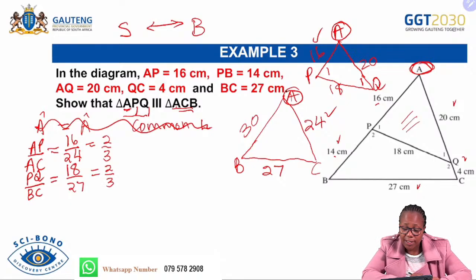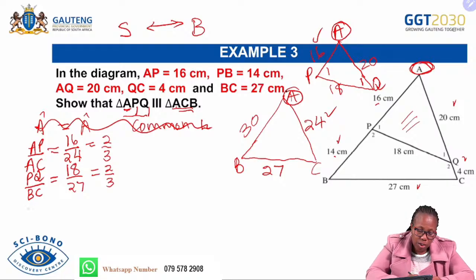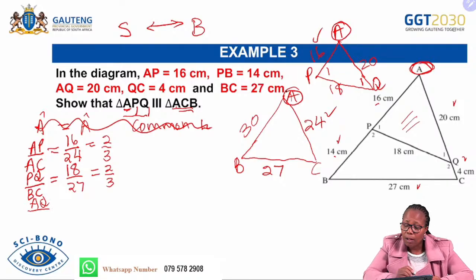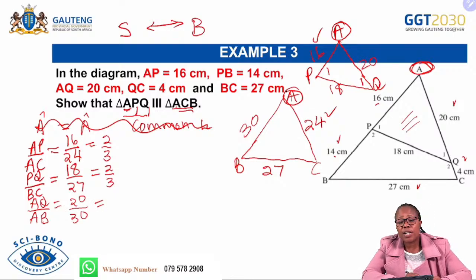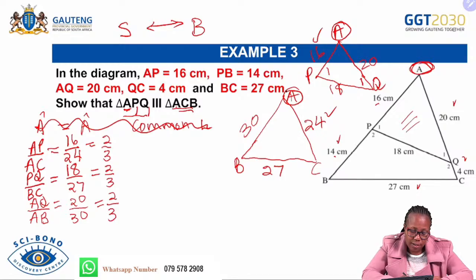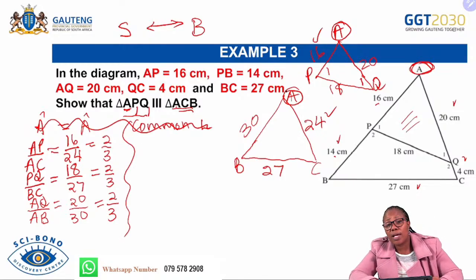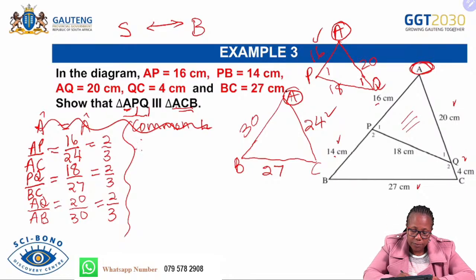Okay, the last testing, we are taking the largest side now, always starting from APQ. So that will be side AQ over the bigger side from the next triangle ACB. That will be the AB side. How much is AQ? That is 20 over AB, which is 30. Simplified fraction for that will give you 2 over 3, grade 12. Can you see that the ratios are equal? Therefore, triangle APQ is similar to triangle ACB.